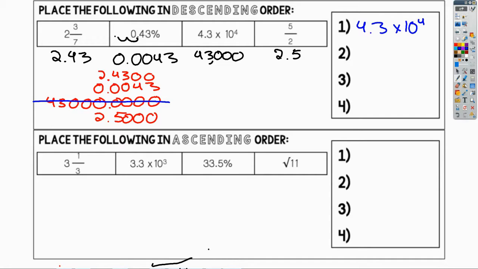Our next one, once again, we'll look in our ones row. I have a 2 here and a 2 here, meaning there's a tie. So I'll look at the next spot over, and there's a 4, and there's a 5. 5 is bigger than 4, so that means 5 halves is the next biggest one, followed by the loser in that scenario, 2 3/7, leaving only one number to be my possible final answer, 0.43%.